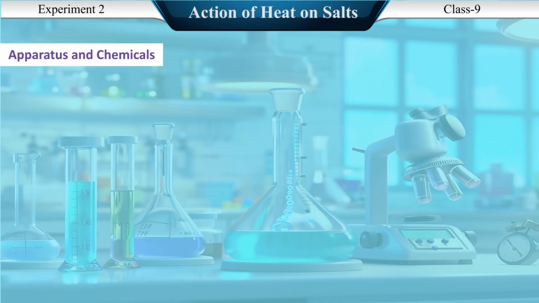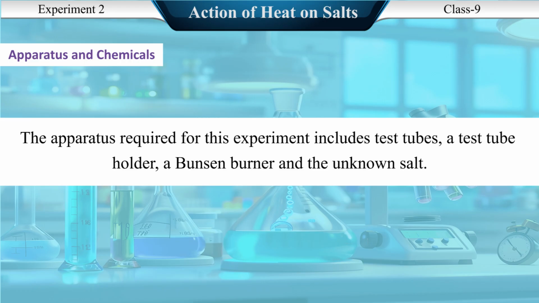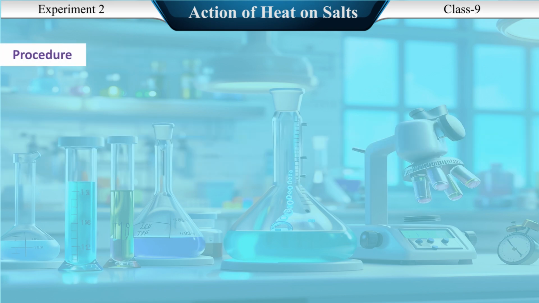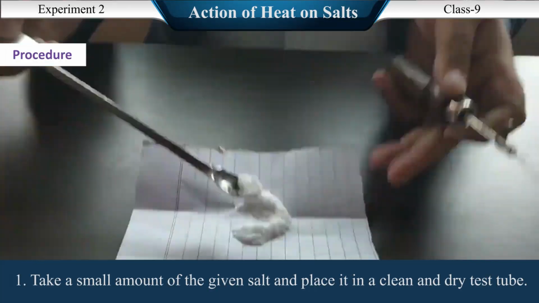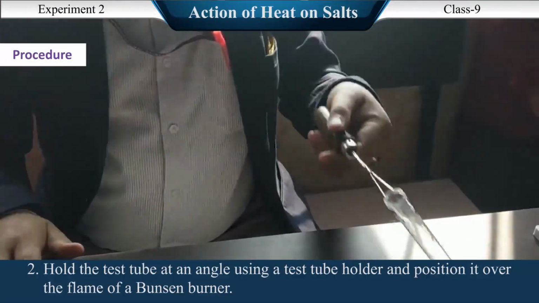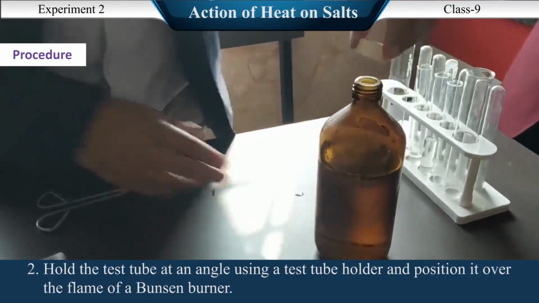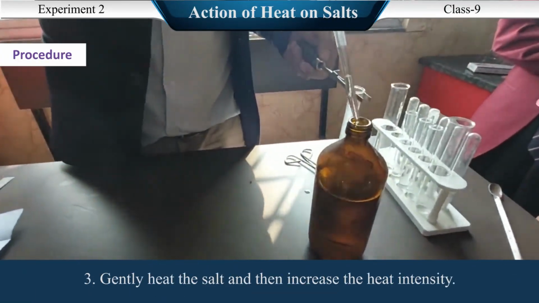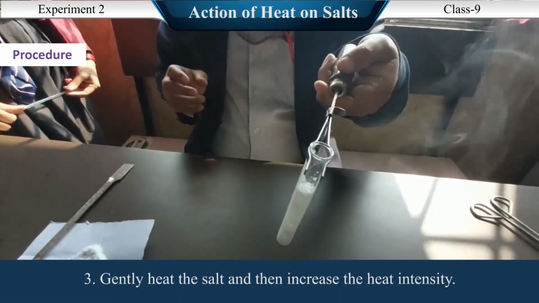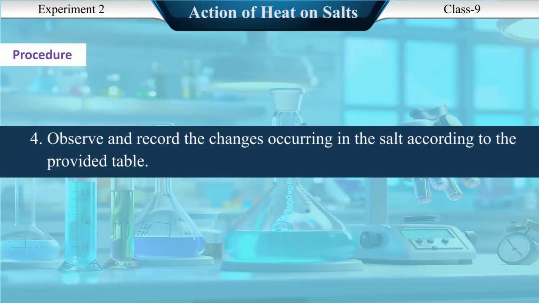Apparatus and chemicals. The apparatus required for this experiment includes test tubes, a test tube holder, a Bunsen burner, and the unknown salt. Procedure. 1. Take a small amount of the given salt and place it in a clean and dry test tube. 2. Hold the test tube at an angle using a test tube holder and position it over the flame of a Bunsen burner. 3. Gently heat the salt and then increase the heat intensity. 4. Observe and record the changes occurring in the salt according to the provided table.